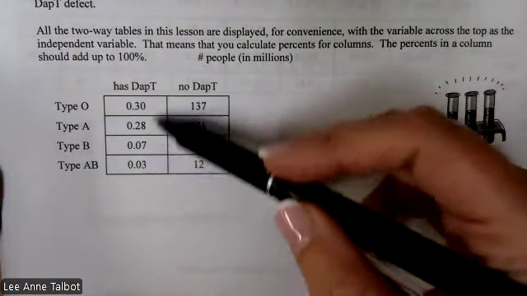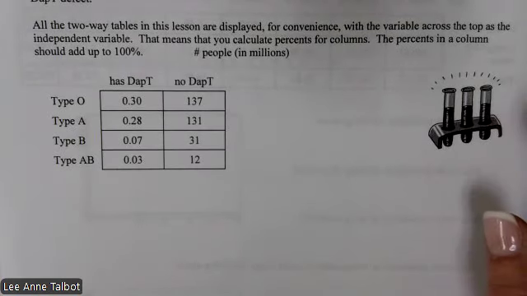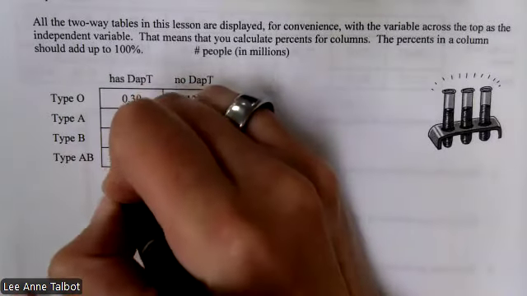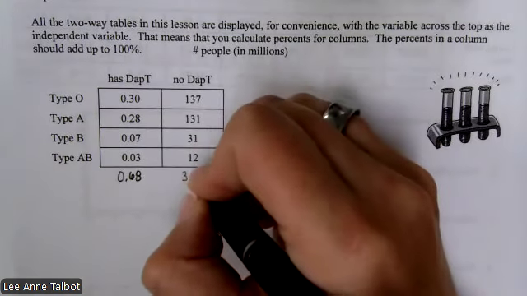Okay, the first thing I'm going to ask you guys to do is add up the columns for the total. So on your calculator, 0.3 plus 0.28 plus 0.07 plus 0.03. You might be able to do that in your head. 0.68. 131 plus 137 plus 31 plus 12. 311.